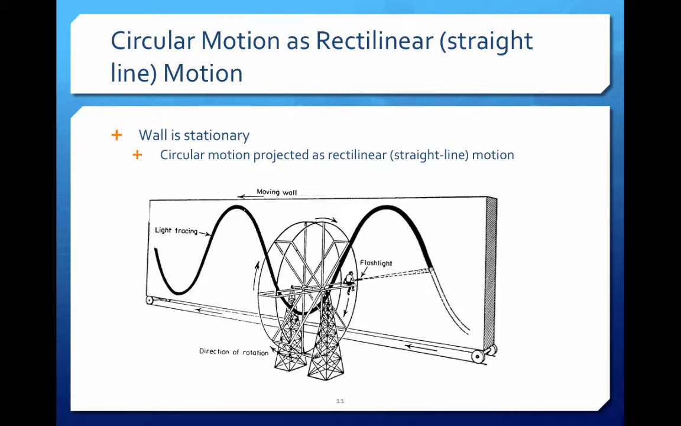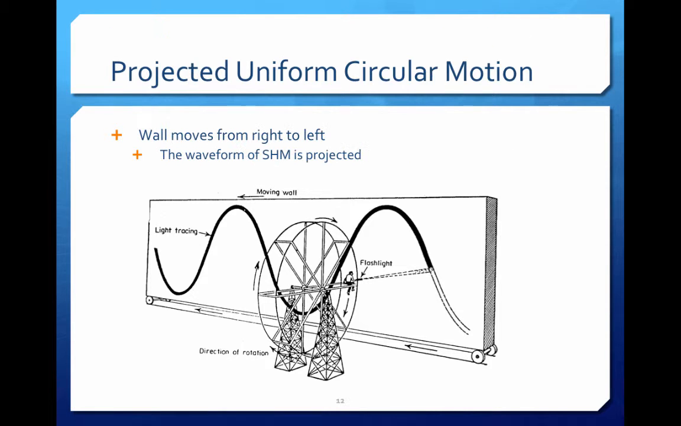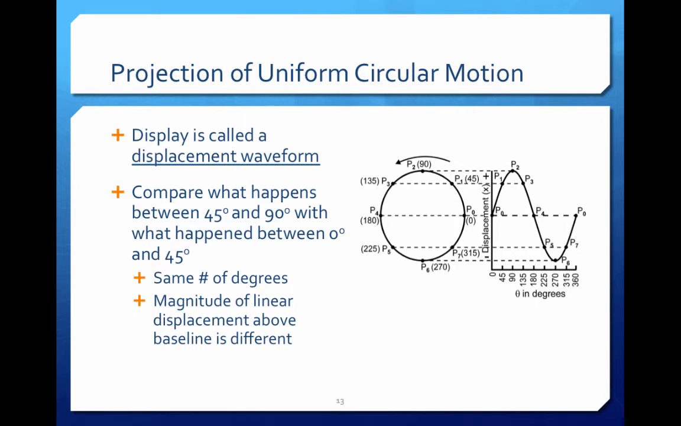This picture is a bit tricky to understand, but if you look carefully at it, you see there's a man on a Ferris wheel, and he's holding a flashlight. The Ferris wheel is going around and around, vertically up and down, and he's facing a wall. If that wall were to move in one direction, and the man continued to rotate on the Ferris wheel, what you would end up getting is this picture that looks like a waveform. It's again another projection of simple harmonic motion, sinusoidal motion, or uniform circular motion.